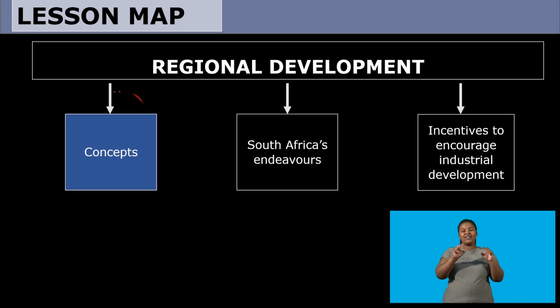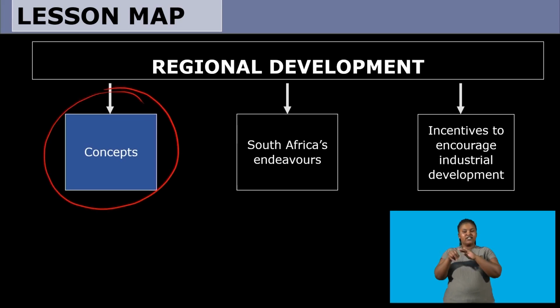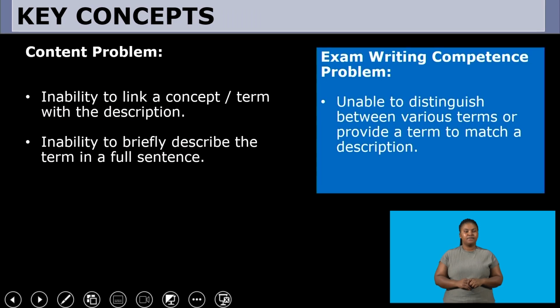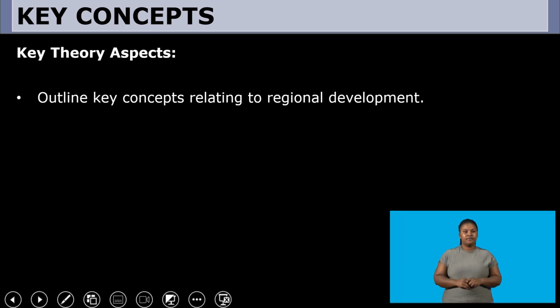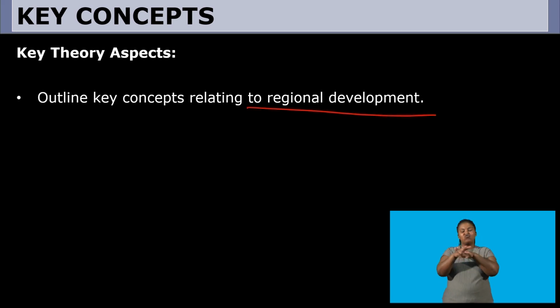As we proceed with our lesson on regional development, we're going for now to look at the concepts relating to regional development. The content problem in this area is the inability to link a concept or a term with a description, and the inability to briefly describe the term in a full sentence. Our key theory aspects include outlining key concepts relating to regional development.